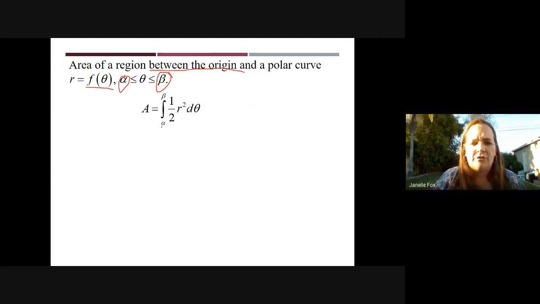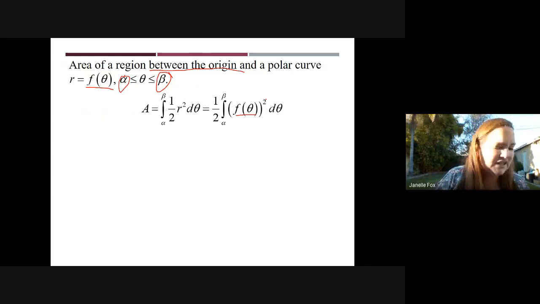So it's going to be the integral from alpha to beta of 1/2 r squared d theta. You can push out the 1/2, and remember r is just a function of theta, so whatever the function is, you square that whole function. I'll let you know that sometimes we do these by hand, and sometimes on the graphing calculator. In our notes today, we're going to do one by hand, and the others by graphing calculator.